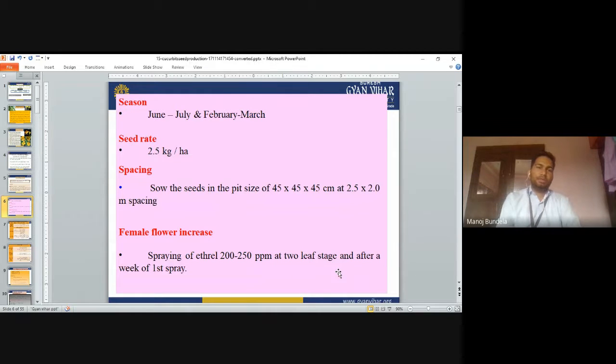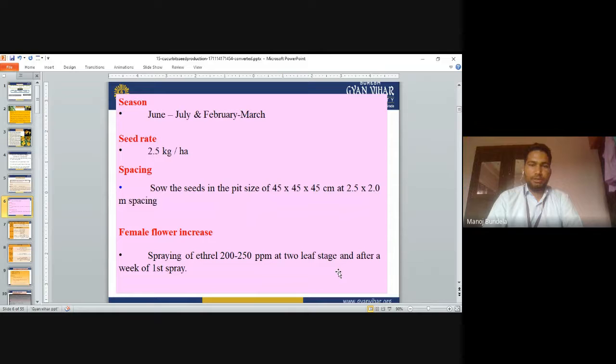Season. The season of planting is June to July and February to March. Seed rate is 2.5 kg per hectare. Especially we are doing this in cucumber, 2.5 kg per hectare.